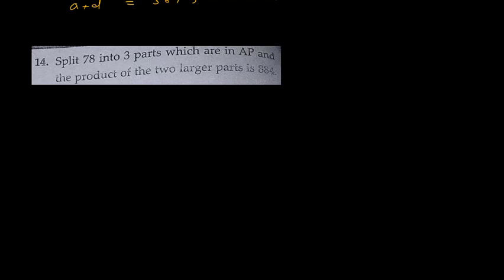Now the next question is of the same type. Split 78 into 3 parts which are in AP, and the product of the two larger parts is 884. Now you have solved the 13th problem. You can solve this 14th problem by yourself. Pause the video, try it, and see what answer you are getting. So let us start. Here I have to split 78 into 3 parts. So let the 3 parts be, the same way, a minus d, a, and a plus d.